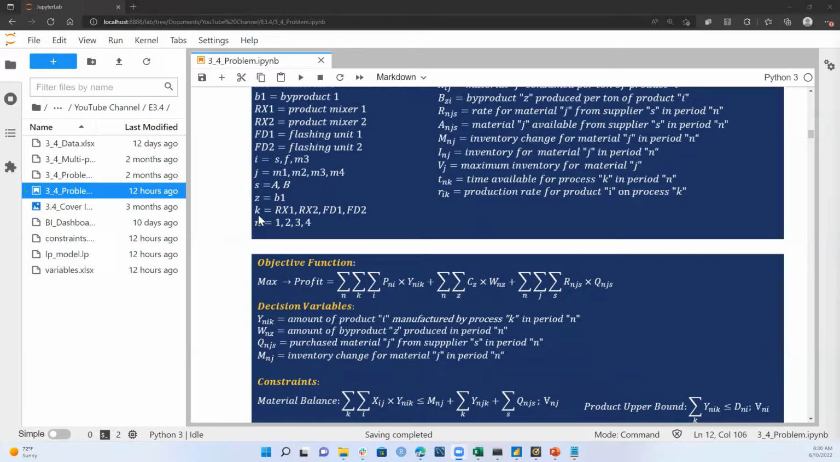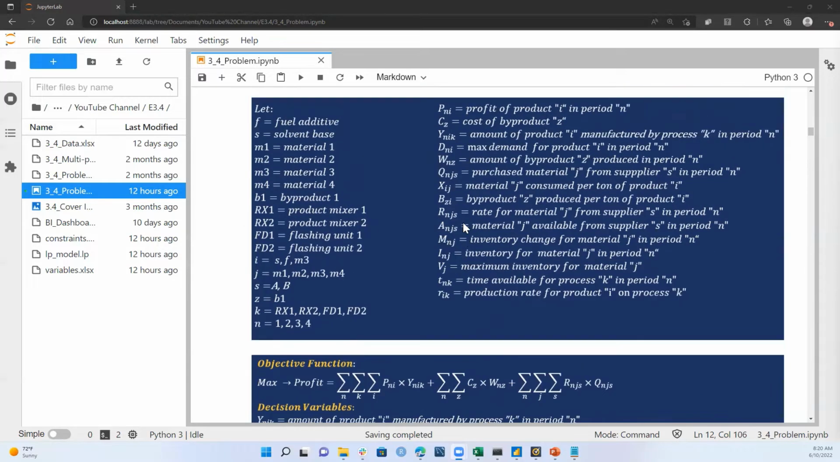K is going to represent a set of processes or equipment that we use to manufacture our products and materials. This includes RX1, RX2, FD1, and FD2. And N is going to represent the various time periods that we're using in our planning. So we have 4 time periods for this problem, 1, 2, 3, and 4, which from the problem statement represent weeks 1, 2, 3, and 4.